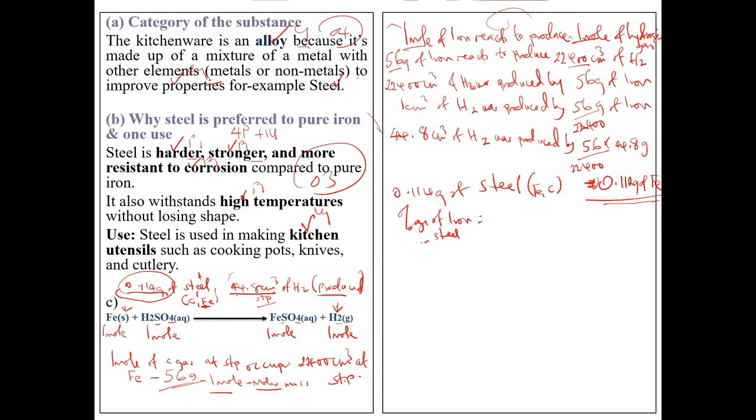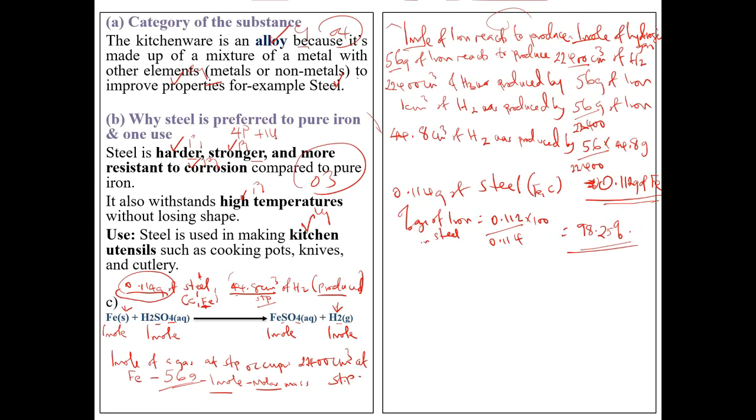So which means it will be the mass of iron, which is 0.112 over the total mass we had, which is 0.114, times 100. What do we get? If we do very well the calculation, we should be able to get the answer. 0.112 times 100 divided by 0.114. I'm getting 98.25%.